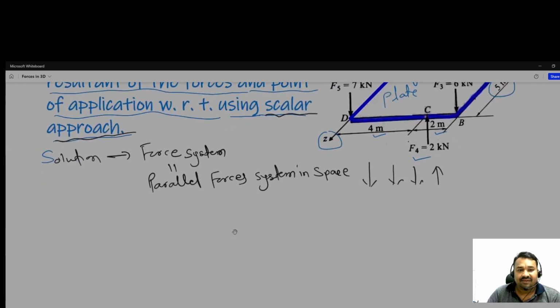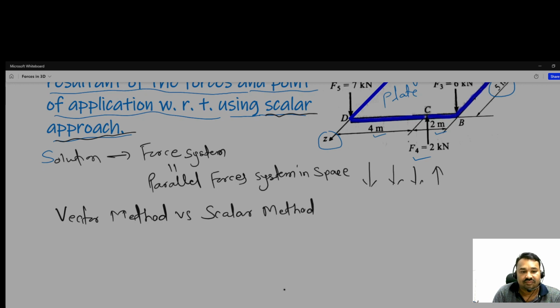Okay, let us compare the vector method versus the scalar method. Unless it is specified, suppose I specify the method, either vector or scalar. If it is not specified, then dear friends, you just opt for the scalar method to save time.